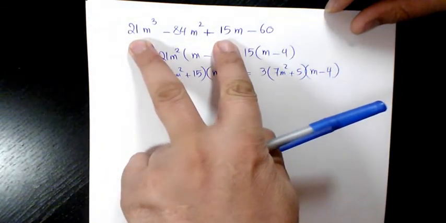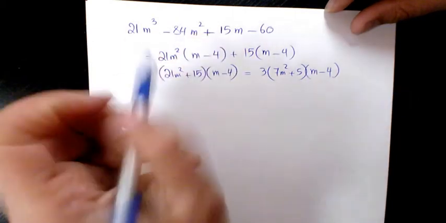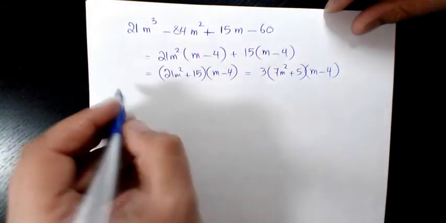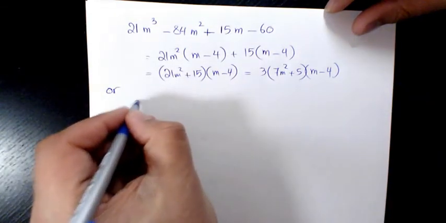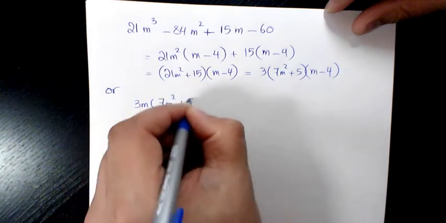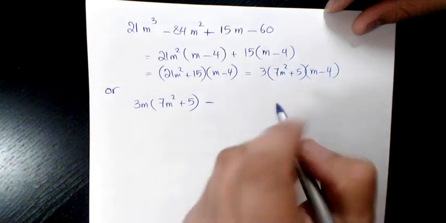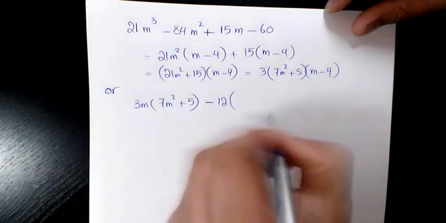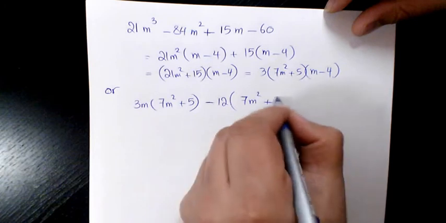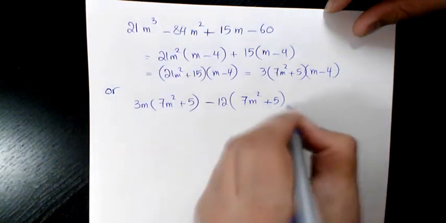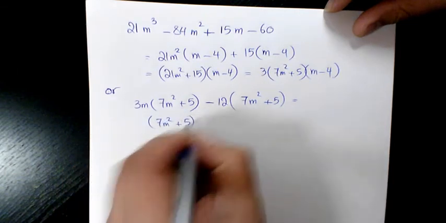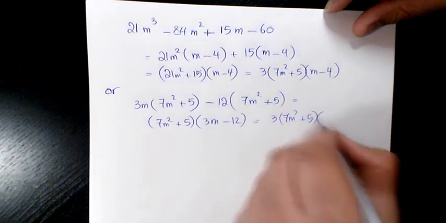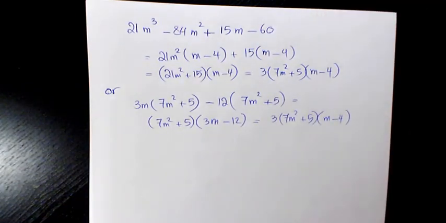You could also choose these two. You factor 3m, then it's going to be 7m squared plus 5. Then you factor these two and you move on. I can show it to you. You can say or. You group these two, you factor 3m is going to be 7m squared plus 5. Negative. Here you have 60 and 84m squared. That's going to factor 12. 7m squared plus 5. Then you factor 7m squared plus 5. 3m minus 12. You factor 3 in here. It's going to be 3 times 7m squared plus 5m minus 4. That's exactly what we got in the beginning.